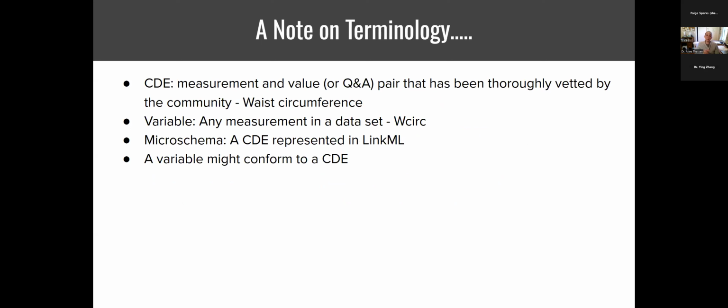Okay, so a note on terminology. I'm going to use 3 terms here. CDE, of course, is a measurement value or question and answer pair that has been thoroughly vetted by the community. And this might be something like a waist circumference measurement. A variable is any measurement in a data set, and it might have any number of labels, like here, WCirc might be the label for this, and you have as many variables as you do data sets for any number of things, and so a variable might conform to a CDE. A microschema is a CDE represented in LinkML, and I'm about to go through what that means in just a minute. But those are the 3 things that I want to make sure we don't get confused about.